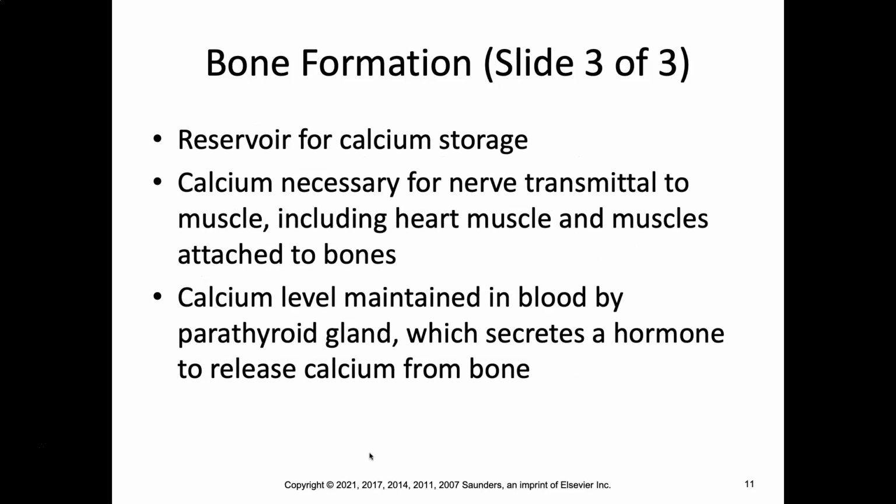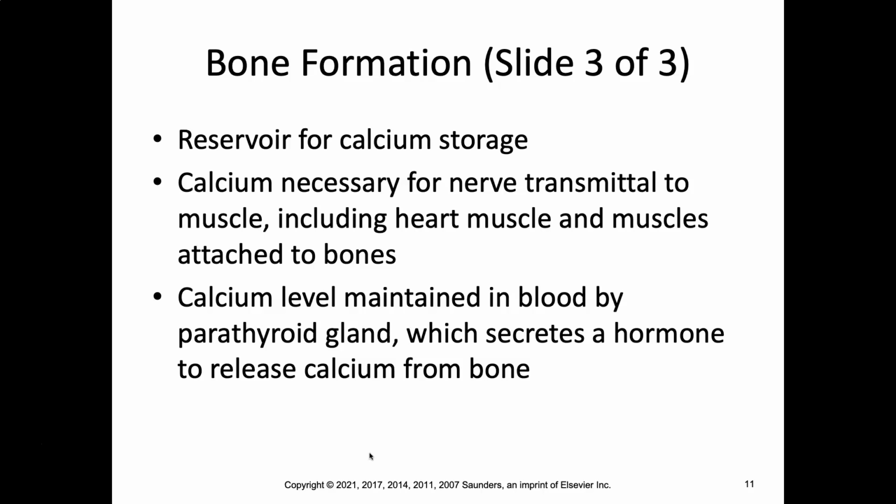Bones are a reservoir for storing calcium. Basically, they're a holding tank. And they keep that calcium stored and release it when it's necessary for nerve transmittal to muscle, including heart muscle and muscles attached to bones. Your calcium level is maintained in your blood by that parathyroid gland that secretes that hormone to release calcium from the bone.